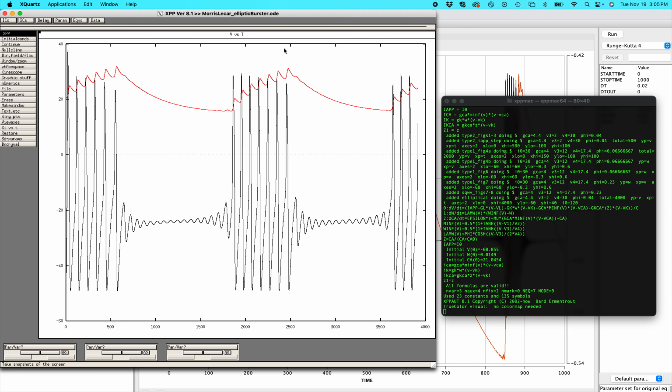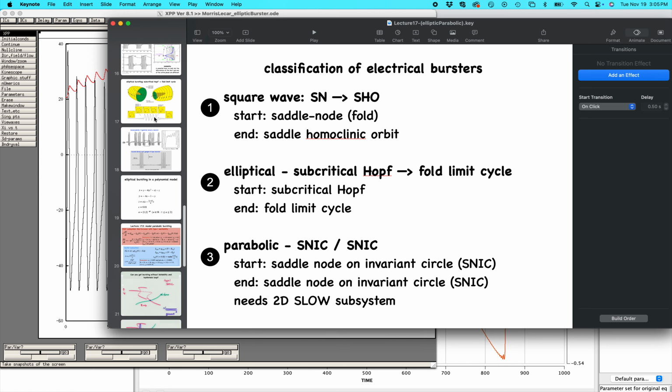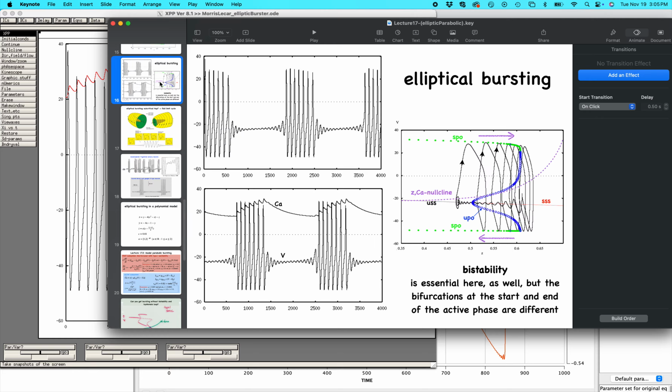Yes, Abe? What's the name of the model? This is elliptic. The reason why people call it elliptic bursting is because they think this diagram looks elliptical. I don't really like that, but I don't have a better one. Square wave makes sense. Parabolic makes sense. Elliptic to me, eh.